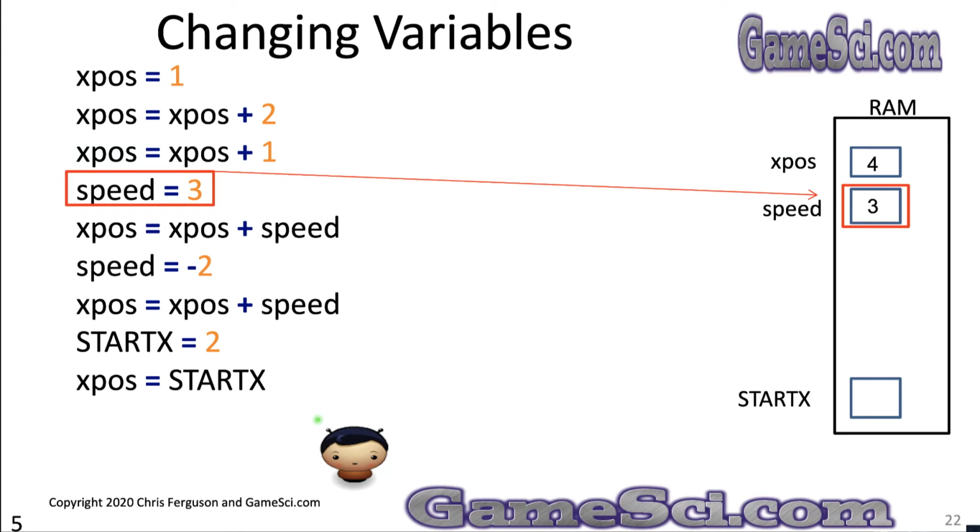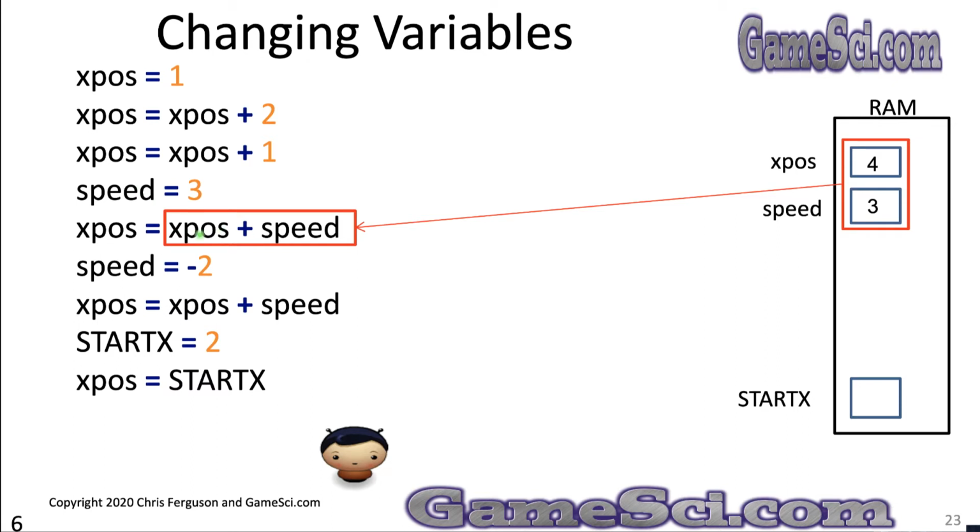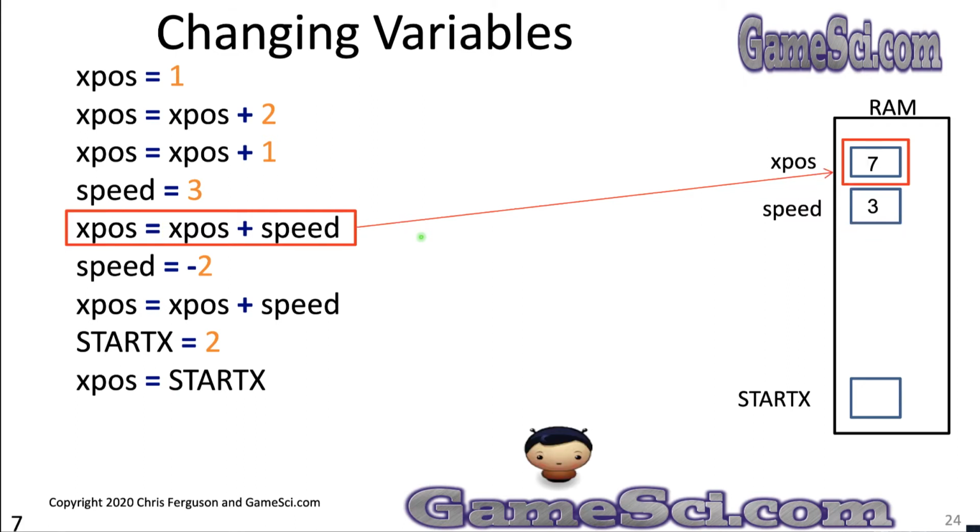Another way to adjust the variable is to use variables to change the value. So I'm going to set up a speed variable equal to 3 and store 3 in RAM memory, and that will determine how fast my character moves. Because in the next equation, I'll do x position plus speed. I'll grab the 4 out of x position, the 3 out of speed, add them together, come up with a 7, and do what with the 7? Assign it to the x position variable. So after I'm done extracting the two values, I'll add them together, come up with a new value for x position, and store it back into the x position variable.